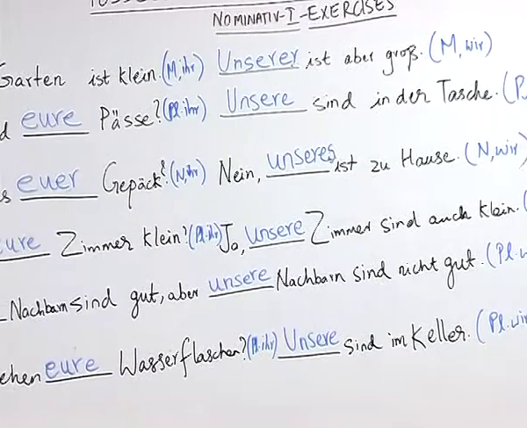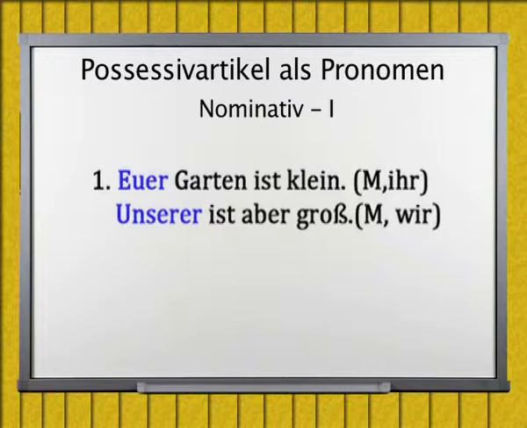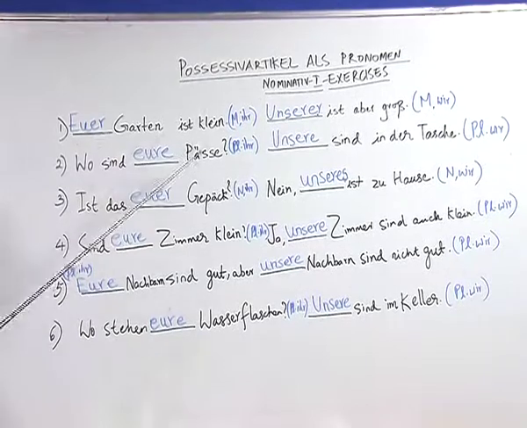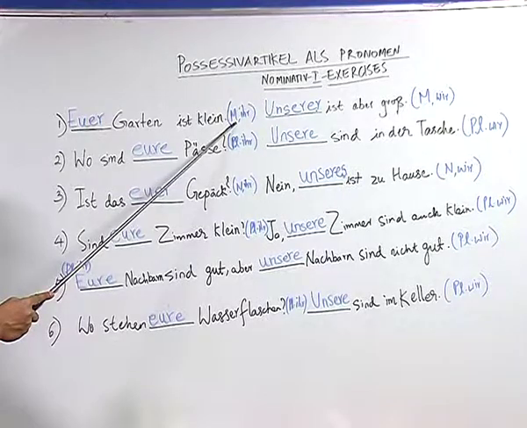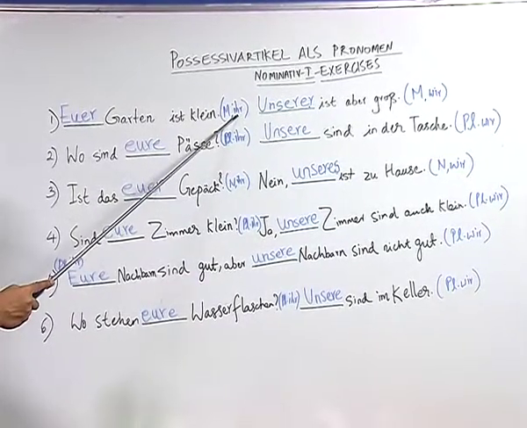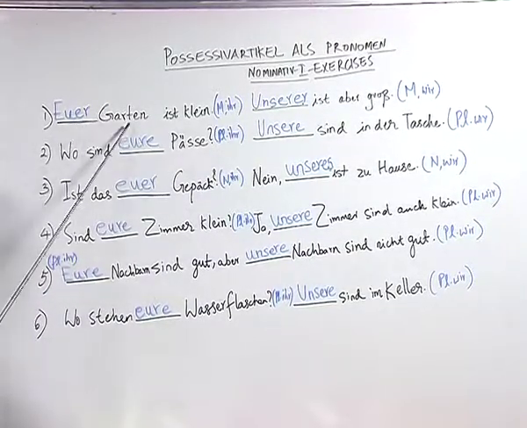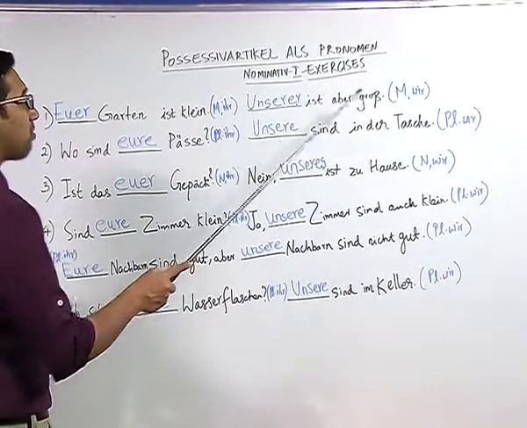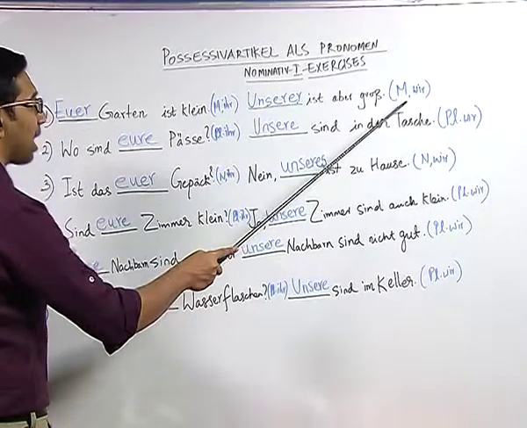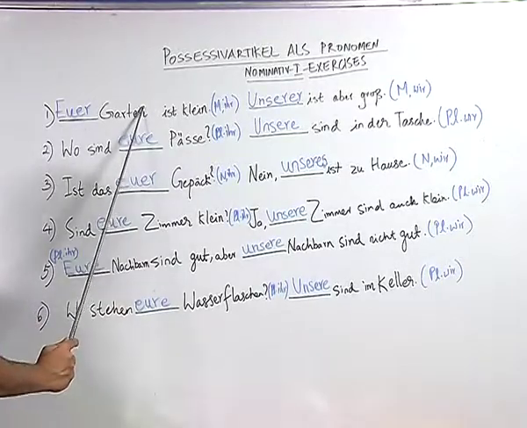Now, let us look at the answers given by the student. Euer Garten ist klein, unserer ist aber groß. Both the answers are correct. If you look, the noun Garten belongs to the masculine gender category marked by M, and the student correctly identified the possessive article which should go with the pronoun ihr, which is euer Garten, and here the student wrote the correct possessive article pronoun which belongs to the pronoun wir and in the masculine gender which is unserer, which relates to the noun Garten.